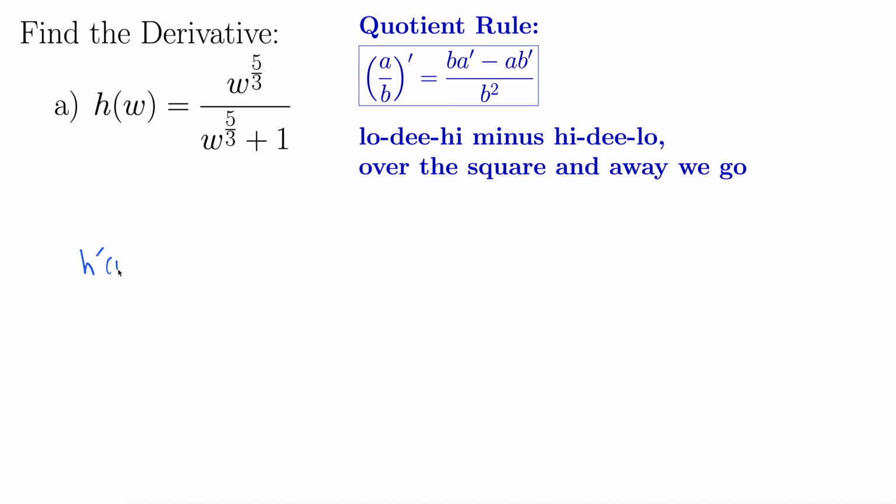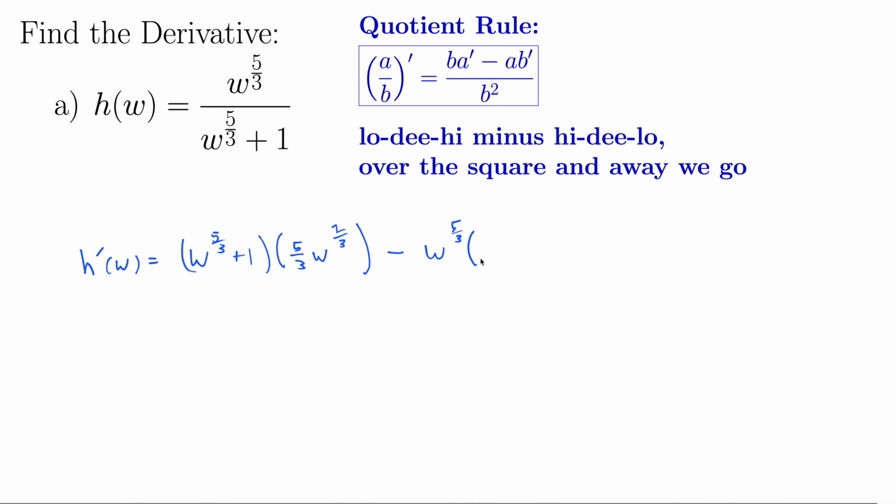H prime of w is, okay, so lo-dee-hi means we just write the low, w to the 5/3 plus 1. Now we take the derivative of the high. So 5/3 w to the 5/3 minus 1. Well, 1 is 3/3, so it's 5/3 minus 3/3, which is 2/3. Okay, so lo-dee-hi minus high, so w to the 5/3, d-low. Oh, whoops, times, that's times d-low.